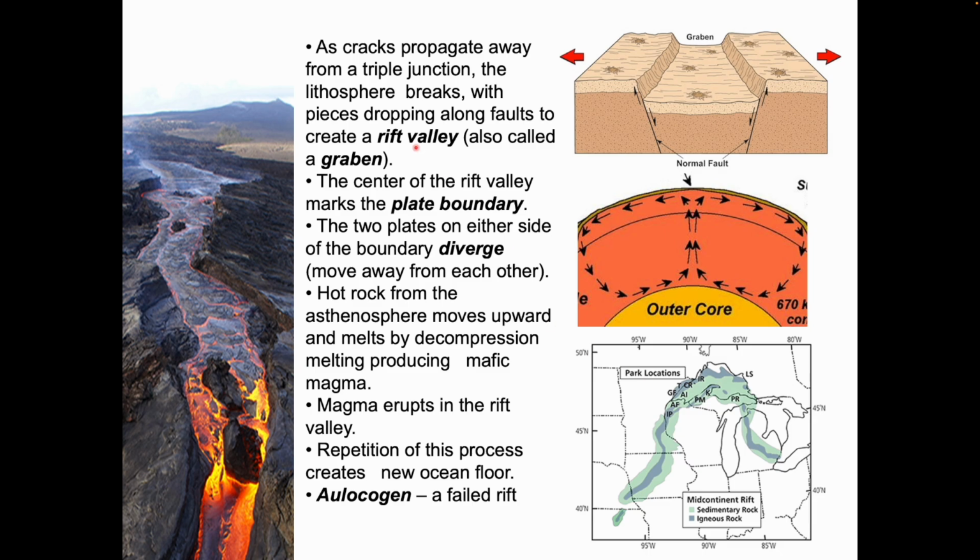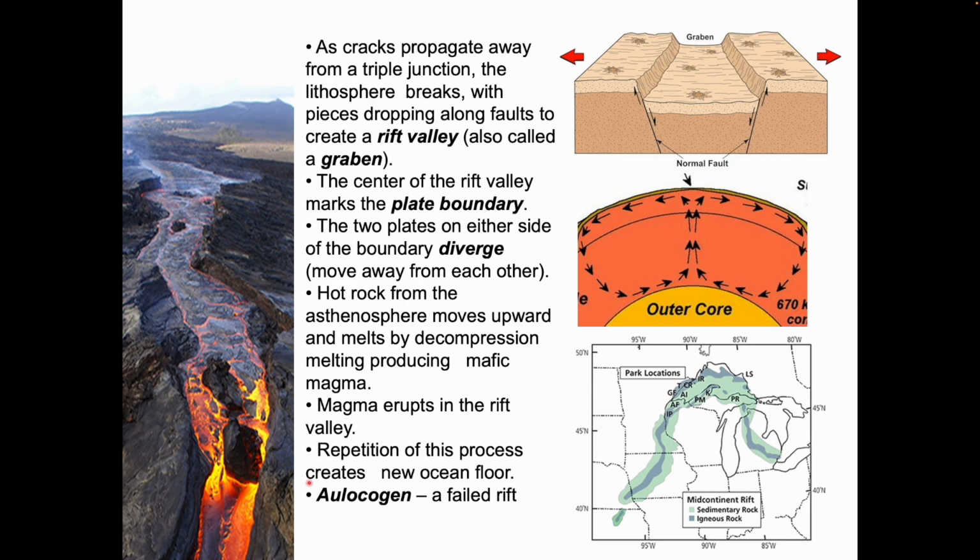As these cracks propagate away from the triple junction, your crust breaks and the lithosphere breaks, creating these rift valleys, also called a graben. A graben is a linear valley bounded by faults where you get crustal thinning or stretching. The center of your rift valley marks the plate boundary, and the two plates on either side are diverging, or moving away from each other. The hot rock from the asthenosphere rises to fill that zone of thinning and stretching and melts by decompression, producing mafic magma and feeding volcanoes along your rift valley. The repetition of this process eventually creates a new ocean floor.